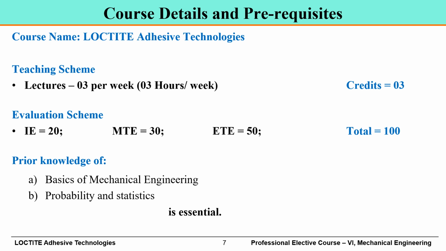The evaluation scheme will be of 100 marks, that includes 20 marks for IE1 and IE2, MT 30 marks, ET 50 marks. For this particular course, you just need to have some basic understanding of mechanical engineering and certain knowledge of probability and statistics. So that much knowledge is essential in order to opt for this particular course.